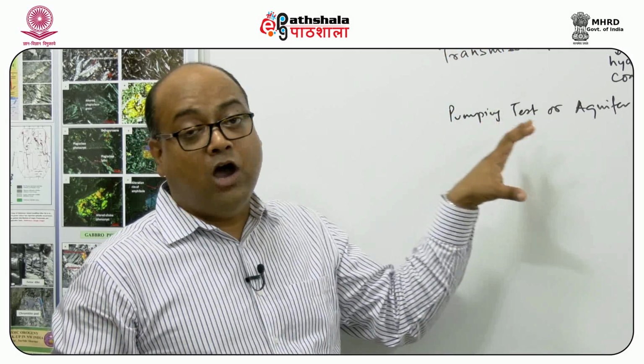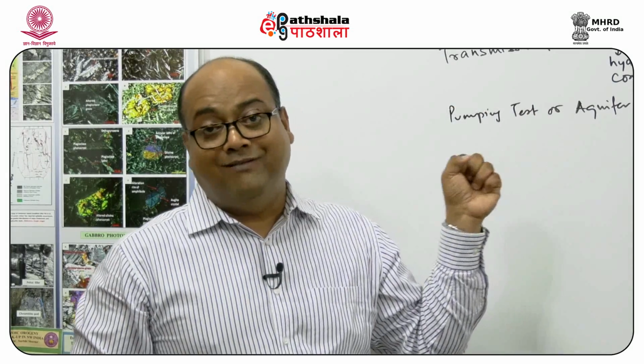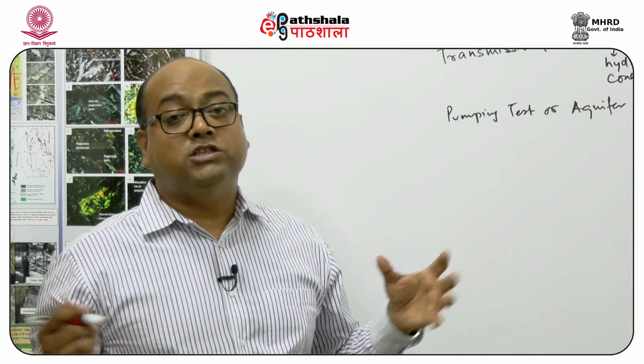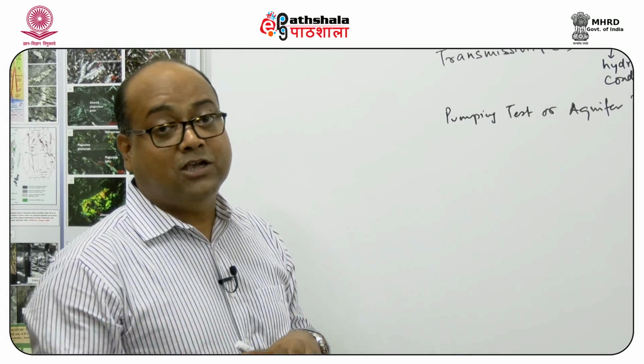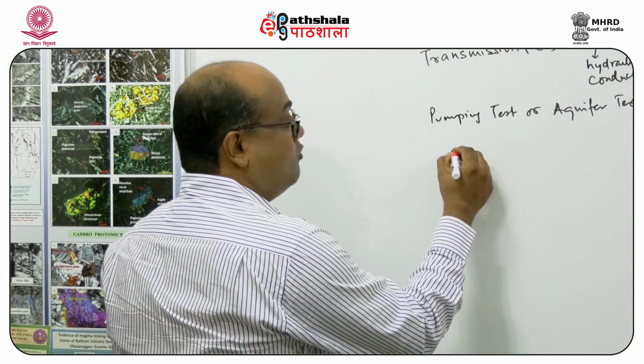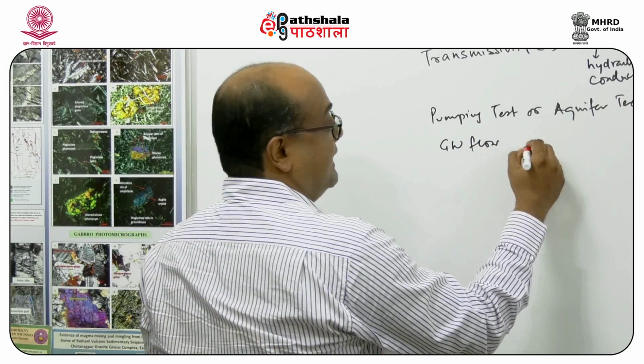So how are these properties obtained by using the measurements of drawdown? First, try to understand, without going into the details, the equation of groundwater flow in radial coordinates. So the groundwater flow equation goes like this.